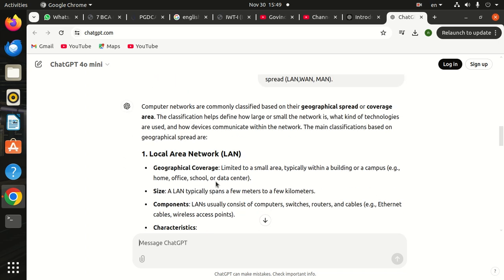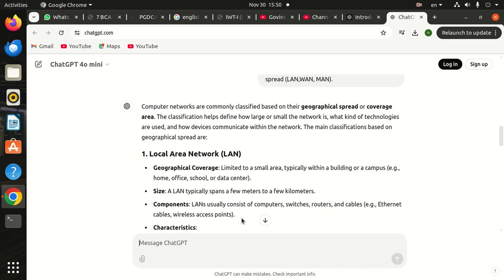So the last points in the unit. In computer networking, what is important is that types or classification of computer networking are formed according to how the geographical area is spread. So these are commonly classified based on their geographical or spread area, or you can also say coverage area. The classification shows how large or small the network is, right? So which are as follows.